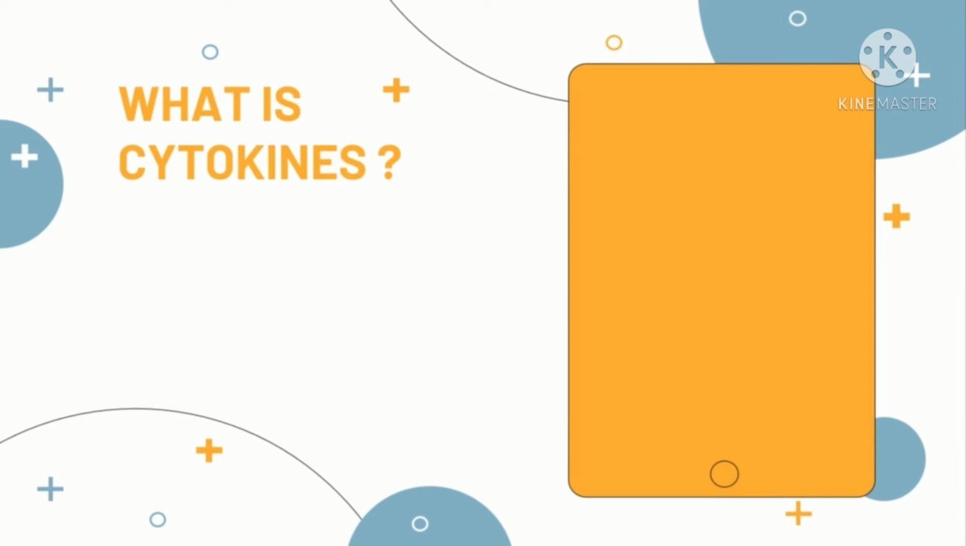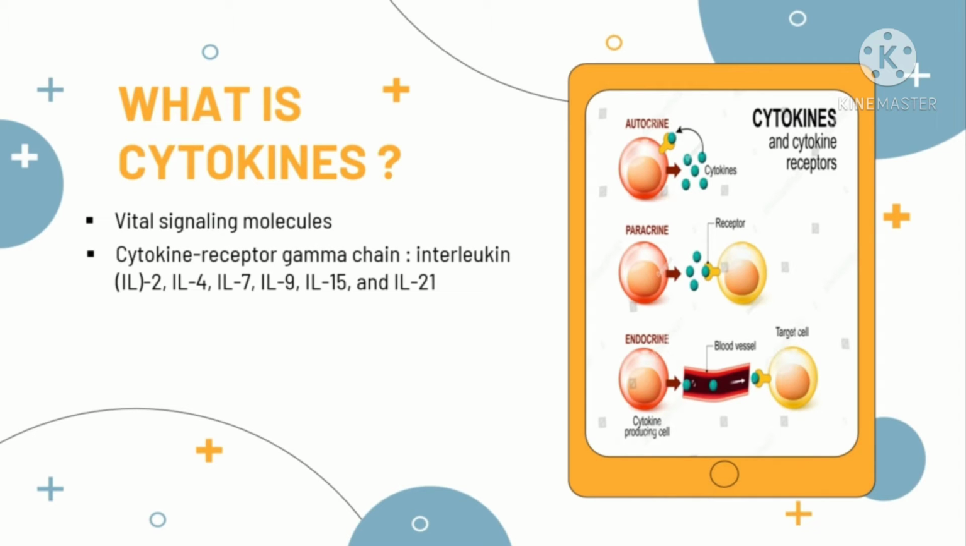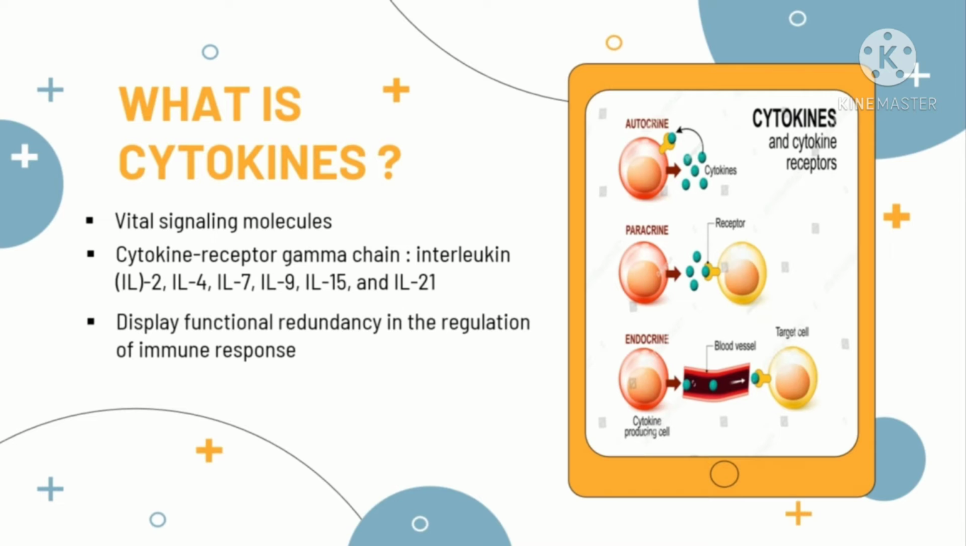Basically, the growth factors of lymphocytes are mainly cytokines. Cytokines are vital signaling molecules that control cells' activities in an autocrine, paracrine, and endocrine manner. One of the cytokine families, which comprises interleukins such as interleukin 2, 4, 7, 9, 15, and 21, is the cytokine receptor gamma chain, which displays functional redundancy in the regulation of the immune response and in homeostasis of the lymphoid system.